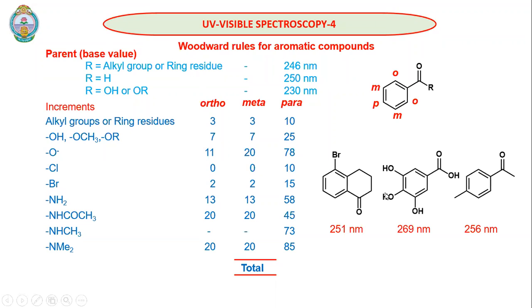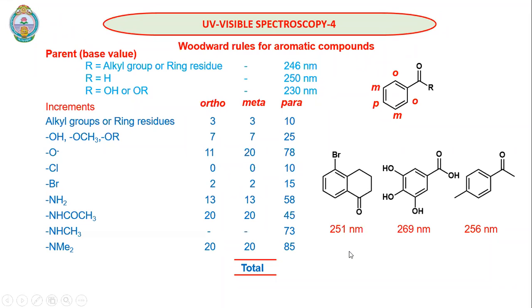We will calculate some examples so that we become familiar with these rules. This is the carbonyl and it is part of a ring, so it is a ketone, and we have one ring residue at the ortho position and one bromine at the meta position. Since it is a ketone, the parent value is 246, ring residue at meta 3, so 246 plus 3 is 249, bromine at meta is 2, 251. So altogether it is 251.